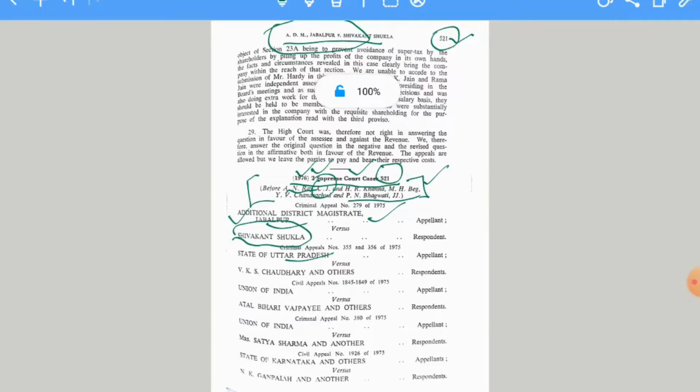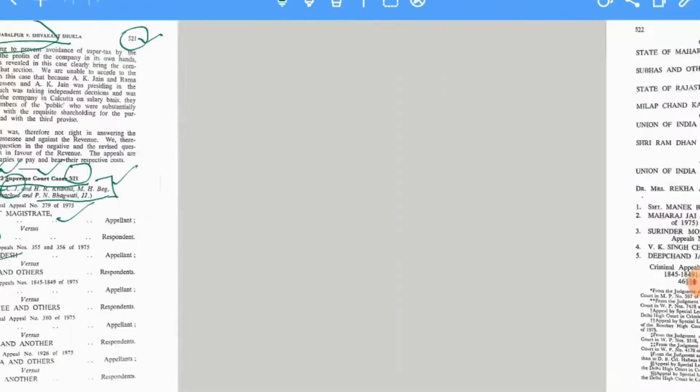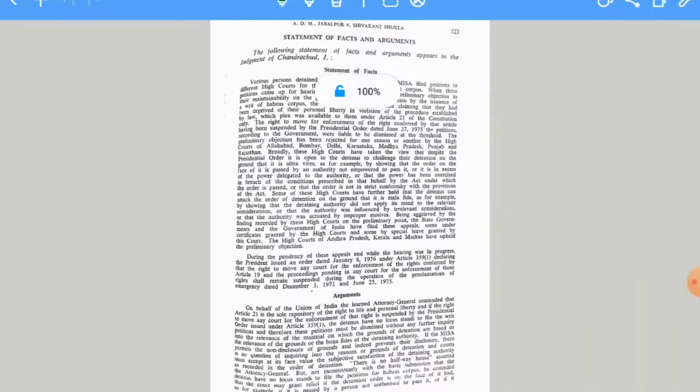Now after this, on page number 521, after the names of the parties, you will see who the interveners were in this case. That is, some other people who had participated. You can also see the list of their names here. So this is the way you can see the names of the judges, the page number on which it has been cited, and the names of the parties involved in this case. Now after this, you will see a structure like this.